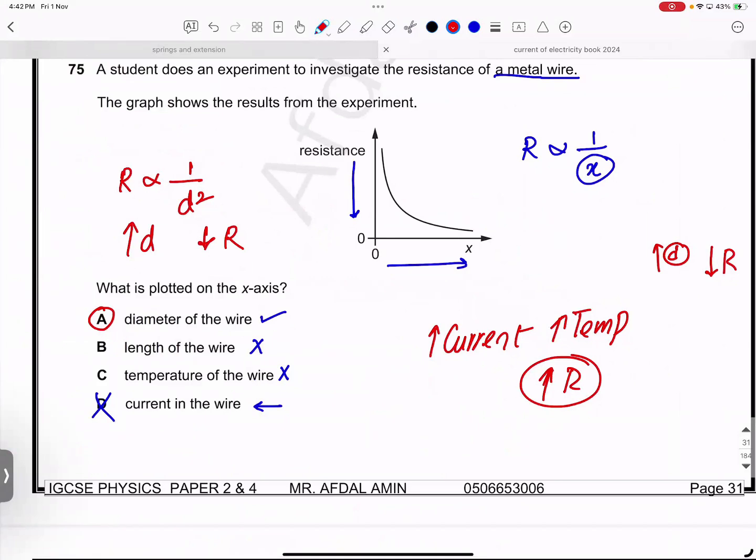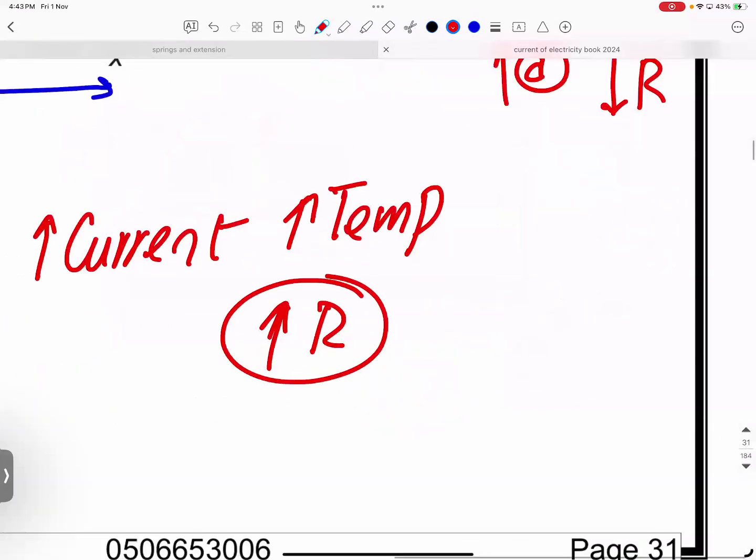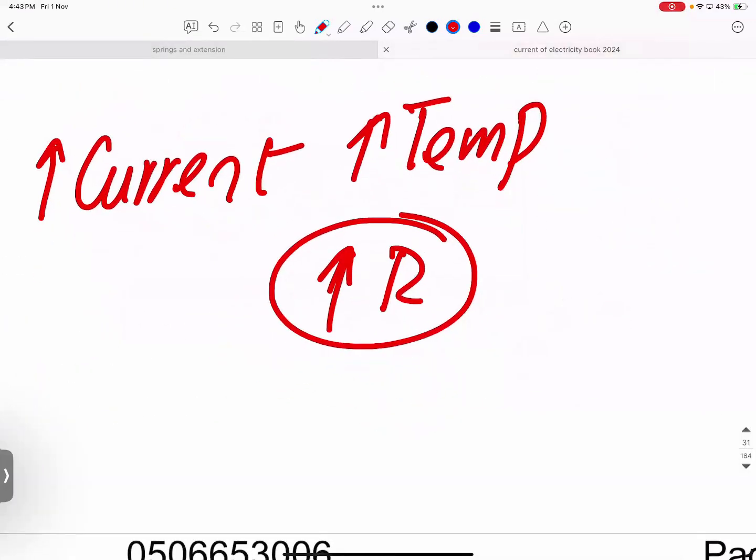Option D: R is inversely proportional to current. I already told you no. I never said that R is inversely proportional to current. I taught you multiple factors of resistance. I never told you that if you increase the current, resistance will decrease. Rather, I told you when you increase the current, there will be more temperature. And when there is more temperature, what happens to the resistance of a metal? So how is it inversely proportional? It is not.